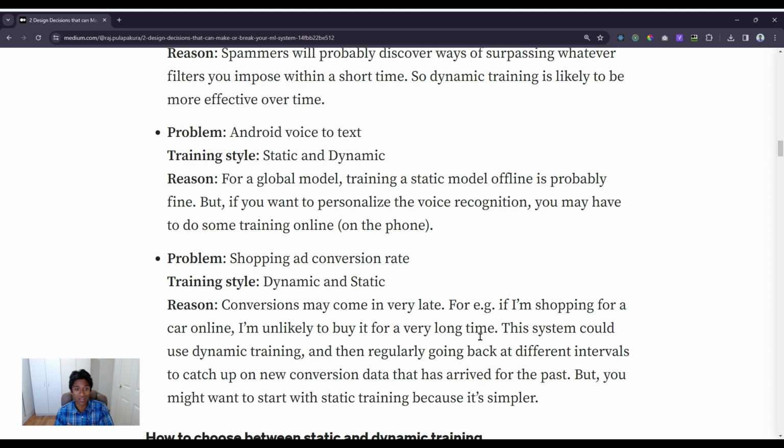The next scenario is Android voice text. And for this problem, we might want to choose between static and dynamic training. For a global model, training a static model offline is probably fine. But if we want to personalize the voice recognition, we may want to do some training online, on the phone.